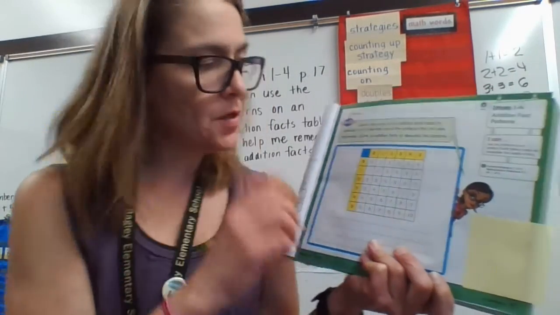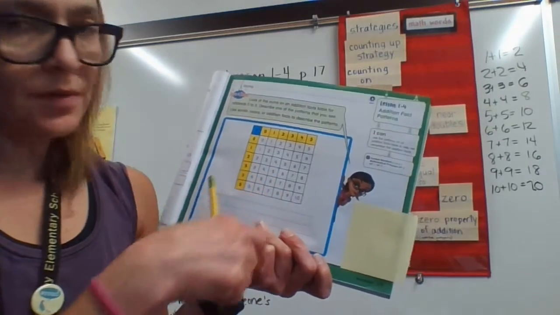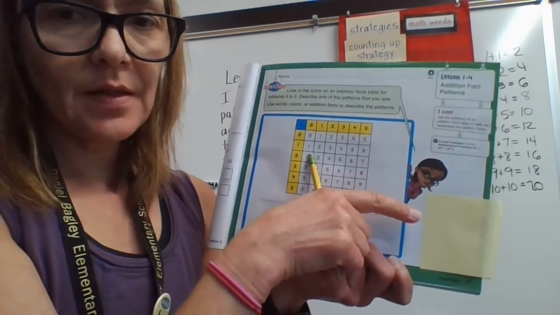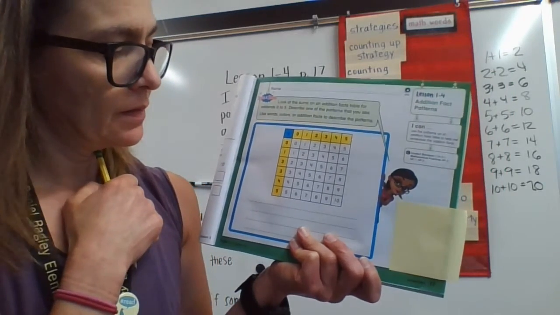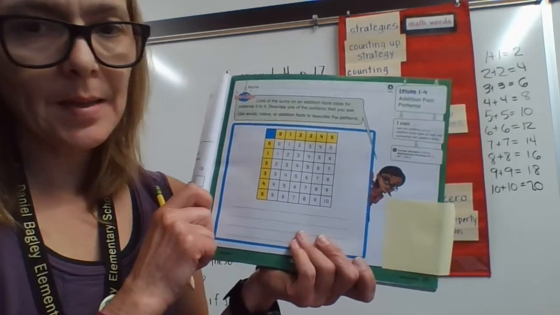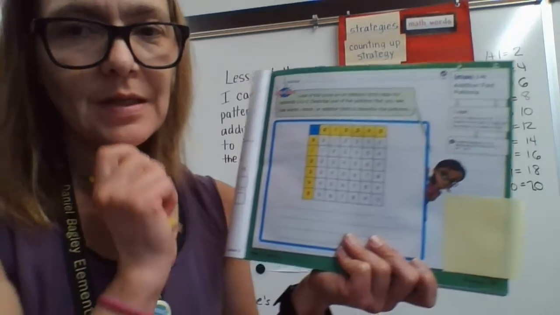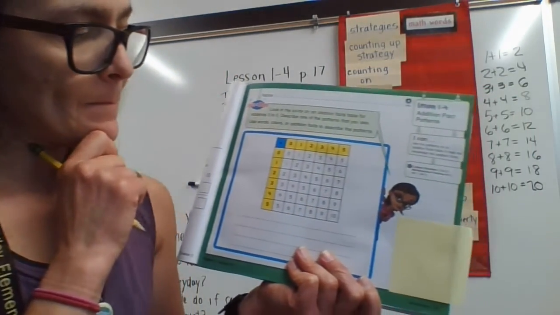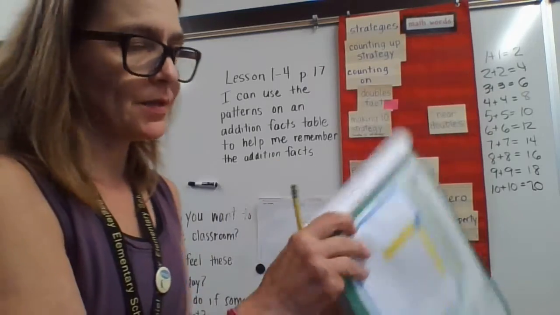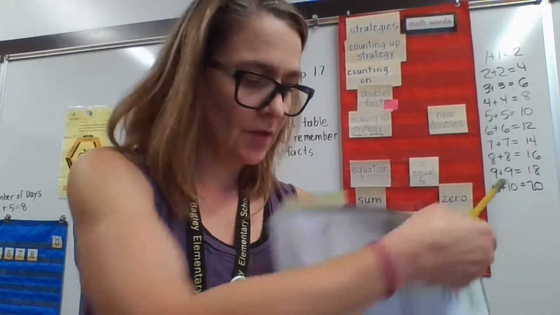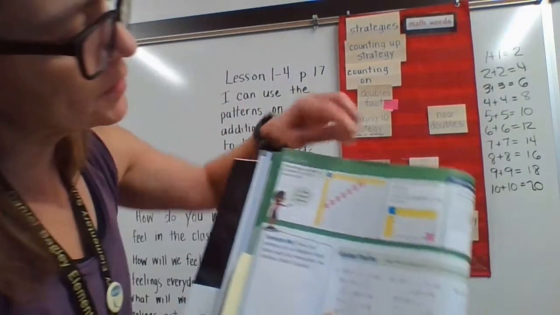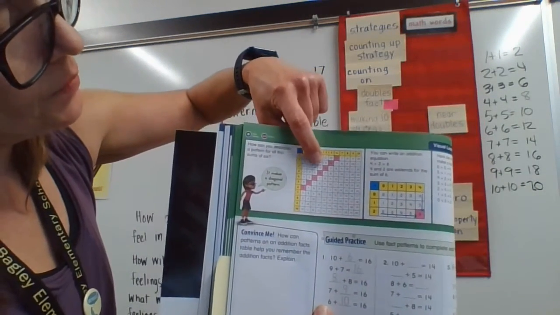So it's important to notice that as you go down from the addends or across, the numbers increase. Okay? That's a really important pattern to know. And when they go diagonal, like they said in the visual learning bridge, they're going to be all the sums of that number.